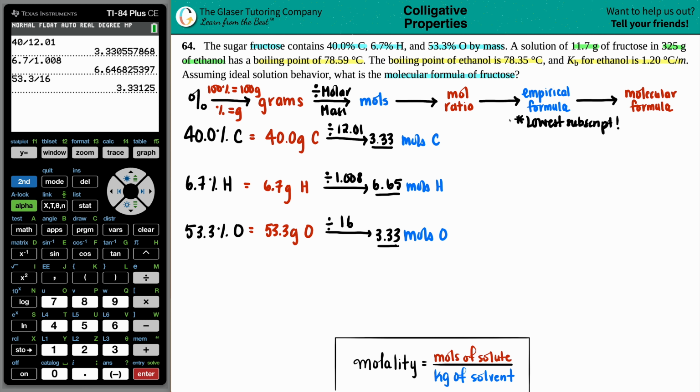Subscript. That's what an empirical formula is. It's your formula, but just in the lowest possible subscripts. So, in order to find the mole ratio, we are going to divide, because that's what a ratio is, division. We're going to divide by the lowest moles. So we scan these three values, 3.33, 6.65, 3.33. Seems like the lowest is 3.33. So I'm going to divide each one by the lowest number, 3.33.